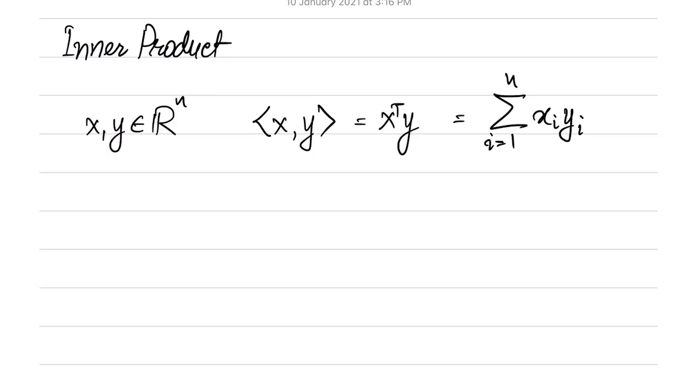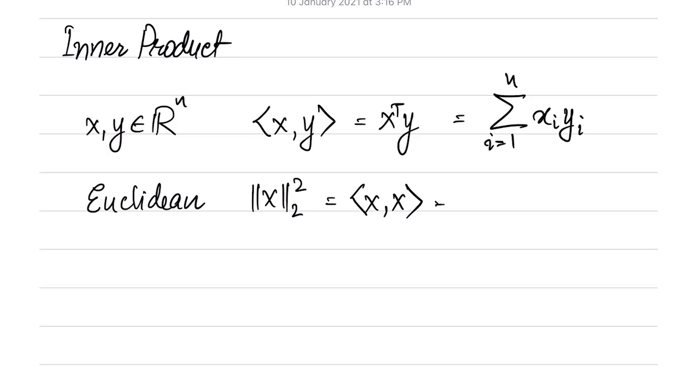Using this inner product, it is possible to define the Euclidean norm, right? So the norm square of x is given by the inner product of x with itself, or another way of writing it is x transpose x. And another way of writing the same thing is the sum over i equal to 1 to n of x_i square. So these are all for real vectors.